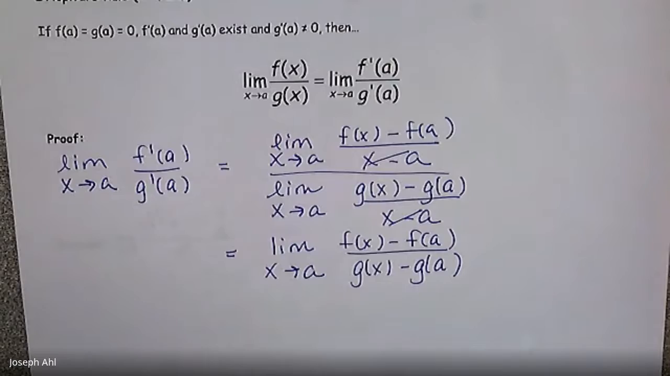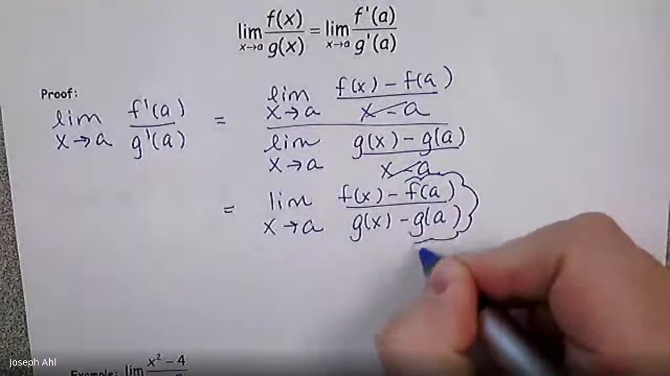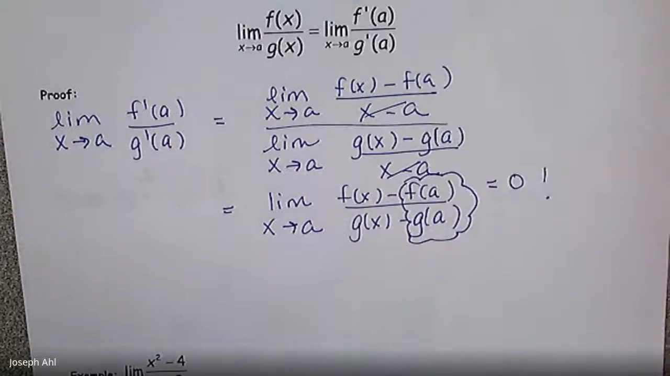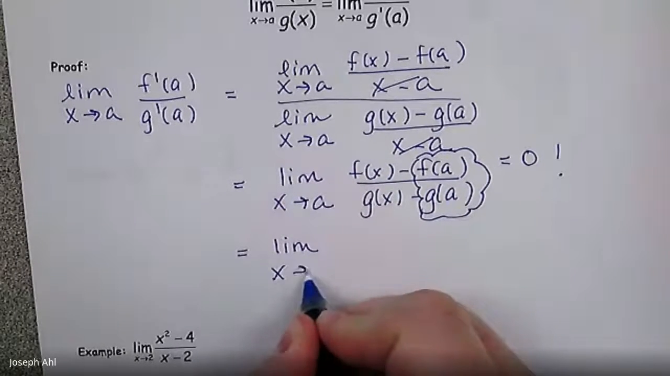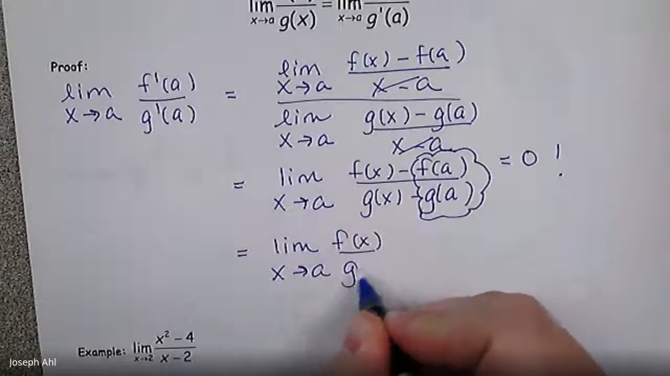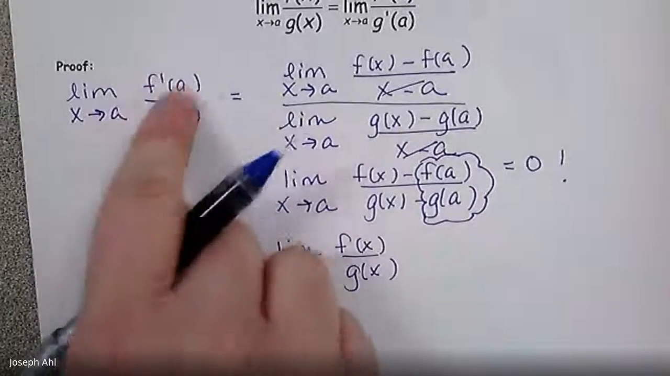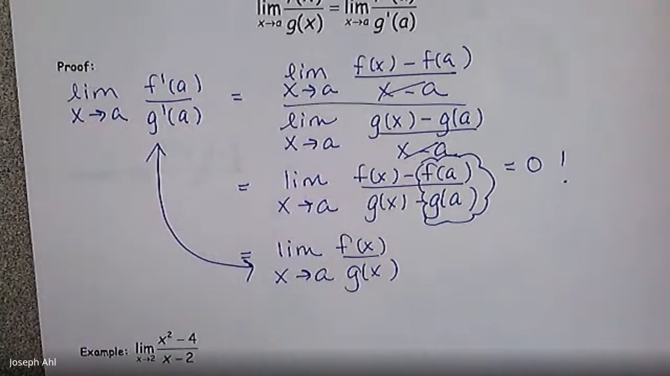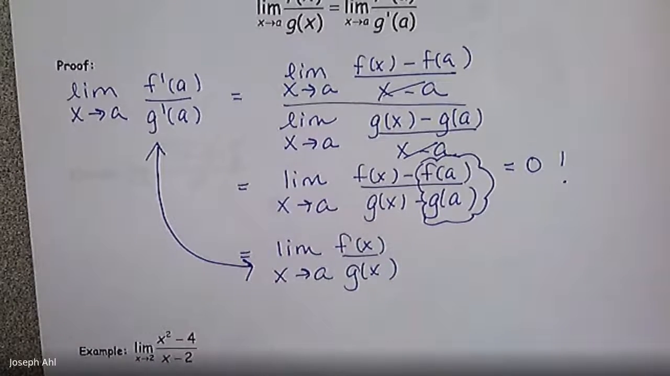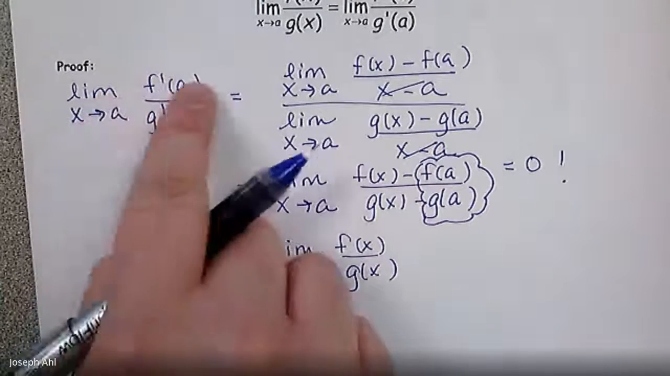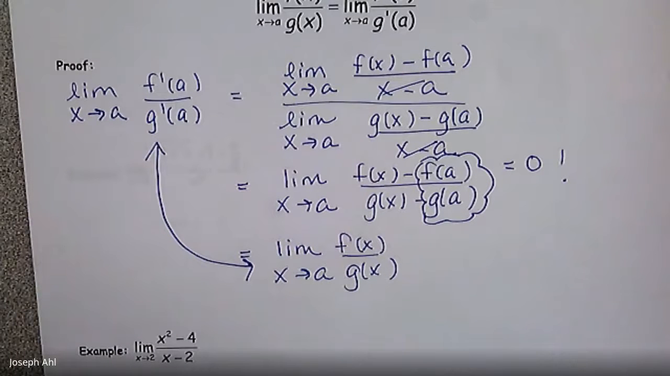Well, here's the critical step. From the initial condition, we know that f of a and g of a are both equal to 0. So since I'm subtracting 0 from both of these, we've just proven that the limit as x approaches a of f of x over g of x is equivalent to the limit as x goes to a of f prime of a over g prime of a. So thus proving L'Hopital's rule: if we get 0 over 0 when I plug in a for the original function on the top and bottom, we can then take the derivative at a on the top and bottom, evaluate the limit, and that would be equivalent, which I think is pretty fantastic.